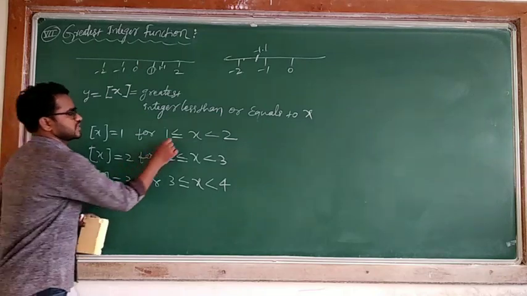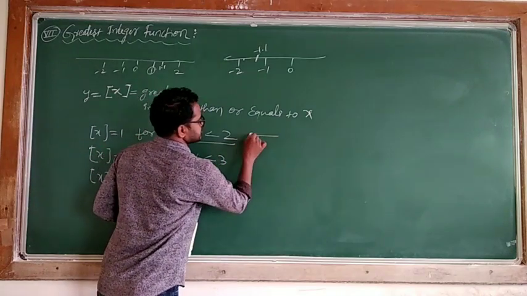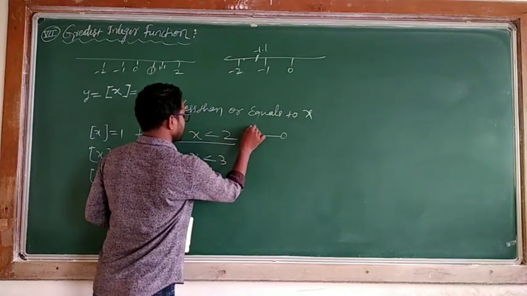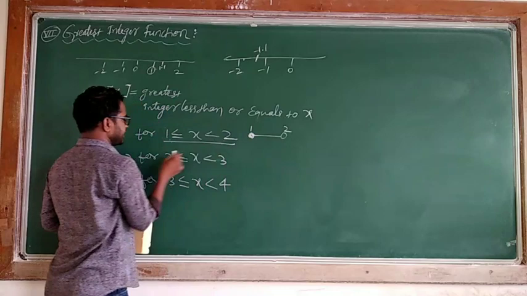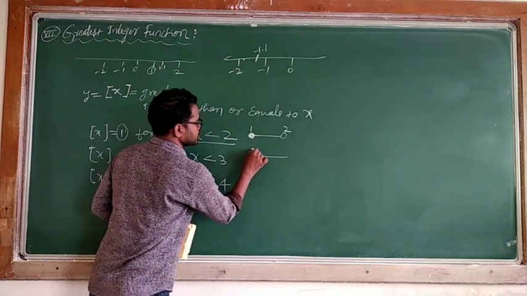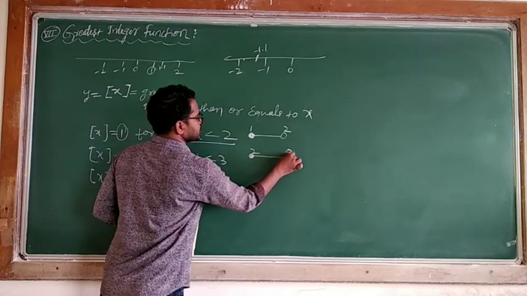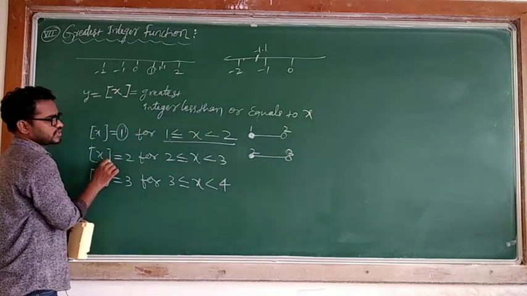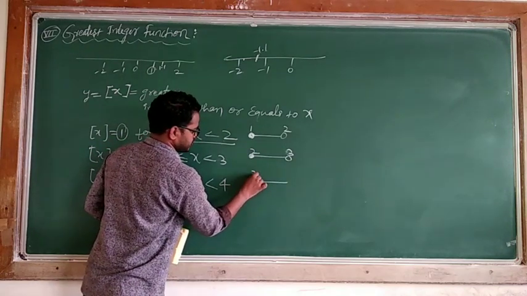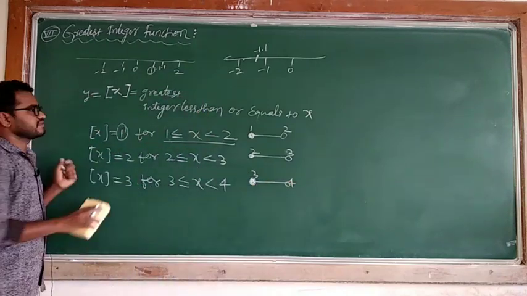So this x lies between 1 to 2, where this will be 1 and this will be 2. In this case you will get only 1. Here if it lies in 2 to 3, you will get 2 only. If it is 3 to 4, you will get 3 only. So this is roughly, I will define it now neatly.